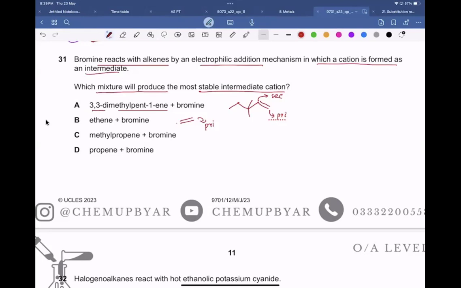Are you guys getting this? My screen is again stuck.